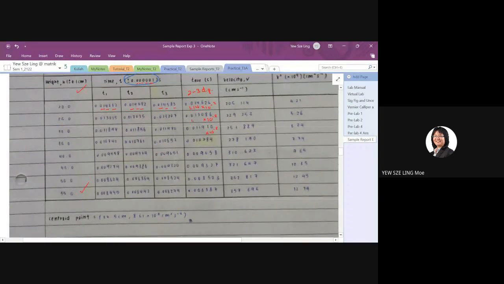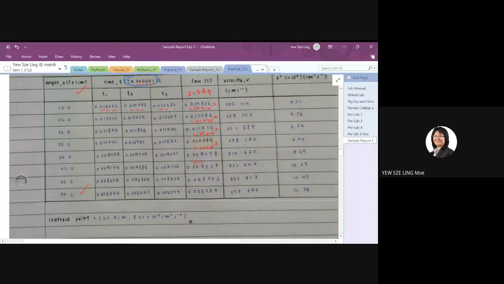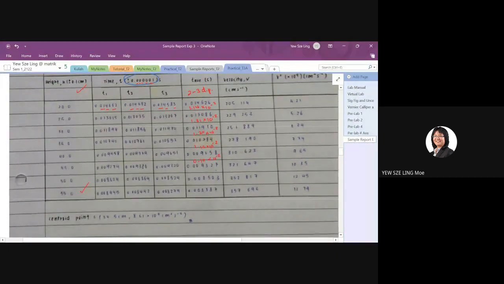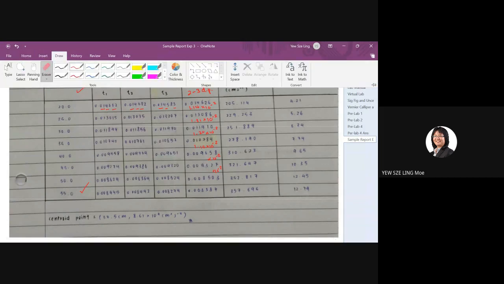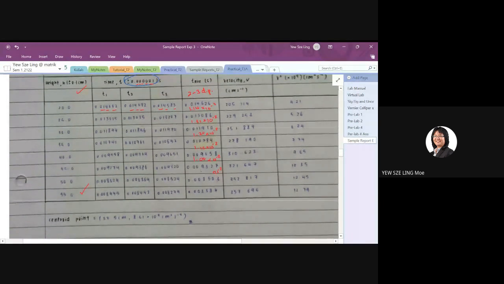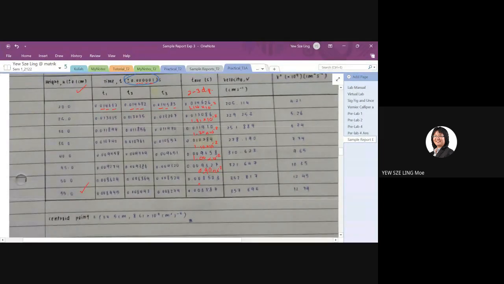This one is 1.31. So 1.20, 1.10 times 10 to the power of negative 2, 0.10 times 10 to the power of negative 2, 0.09 times 10 to the power of negative 2, sorry, 0.9. So 1.0 and 0.9. And then you just keep going on until the end.